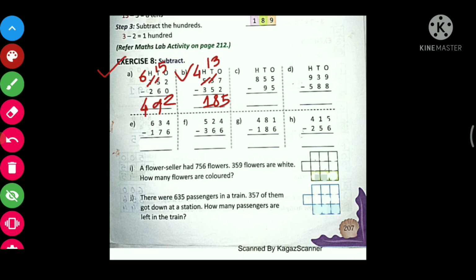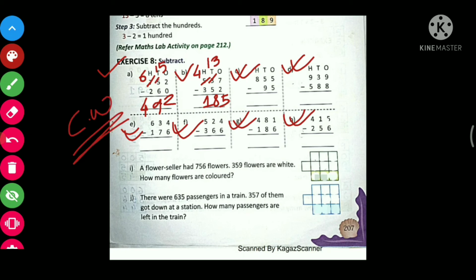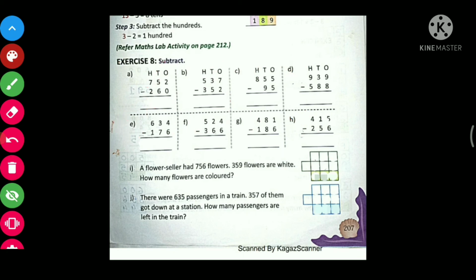185. So like this only you have to do the rest of the questions C, D, E, F, G and H in your classwork copy. Is it clear? Okay. Okay, now see I part.